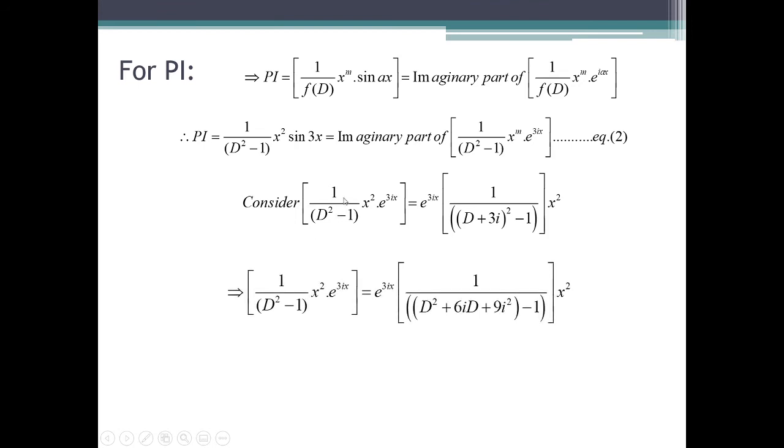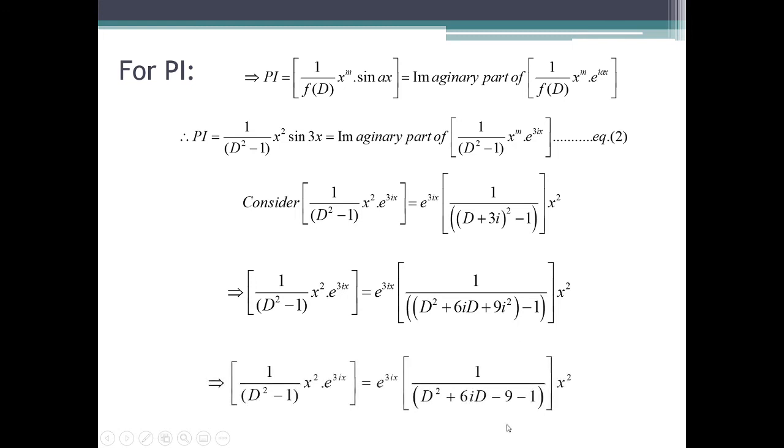And here whole square minus 1 and then x square. Therefore, we write down this left hand side as it is and simplify the right hand side term: e to the power 3ix into 1 upon D plus 3i whole square, D square plus 6iD plus 9i square, minus 1, x square as it is. Now substitute i square equal to minus 1, that means minus of 9 and minus 1. Now combine these two terms, minus 9 and minus 1, into the next term, and e to the power 3ix as it is.